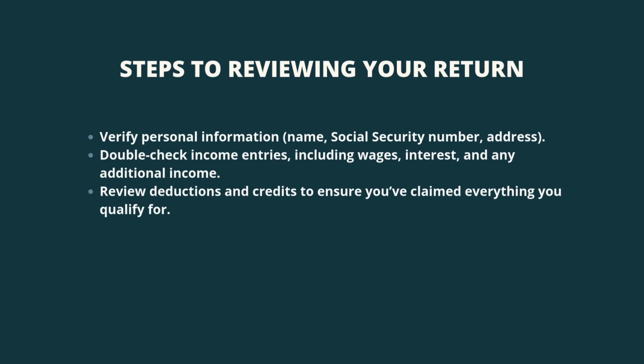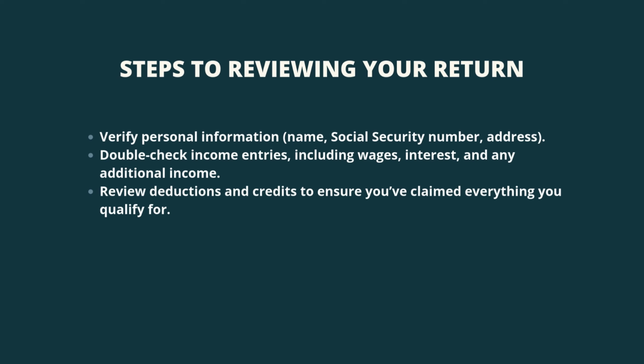Okay, now let's get into reviewing. When reviewing a tax return, follow a step by step process. Start by verifying personal information like social security numbers and addresses. If this information is wrong, it can delay the taxpayer's refund. Next, double check all income entries, making sure wages, interest, dividends, and any additional income are correctly reported. Finally, carefully review deductions and credits to ensure you've claimed everything you qualify for. This process may seem tedious, but it's the best way to catch errors before they turn into something bigger.